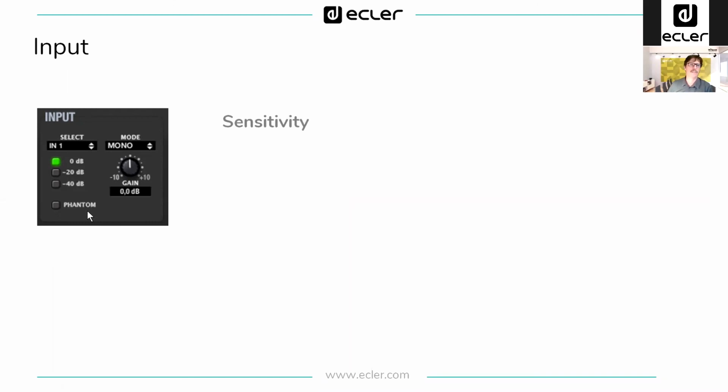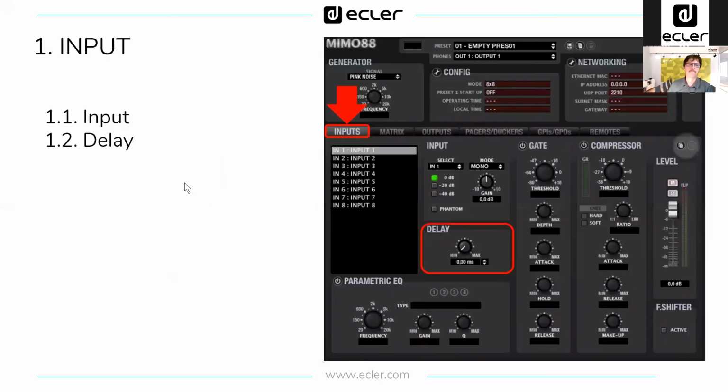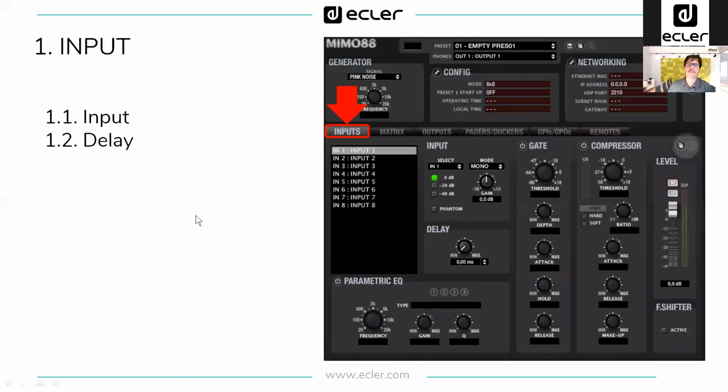In the inputs, we adjust the sensitivity, depending on the type of source we have, and we can activate a phantom. The phantom is 42 volts in all our MIMOs. Here we have a fine adjusting of the gain and if it's a mono or a stereo input. The delay, here we can adjust delay, we can change the units, in the input.